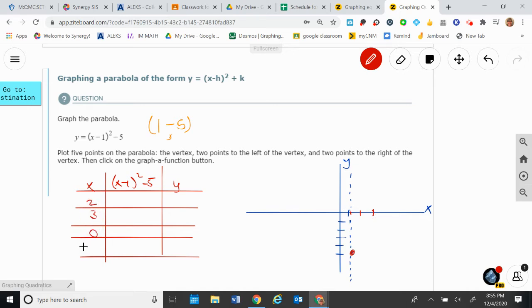And 2 to the left is 0 and -1. Here, 0, -1. All right, so, hi, babies. My kitty just came in.